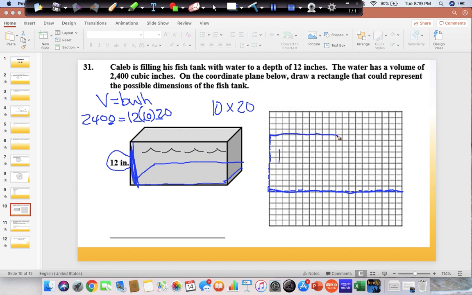And then I'm going to come across and down. Those are about the straightest lines I've ever made. Okay, so that is a 10 by 20, so that one would work. And the dimensions for the whole fish tank would be 12 inches by 10 inches by 20 inches. And the rectangle we drew over here is 10 inches by 20 inches. Okay.